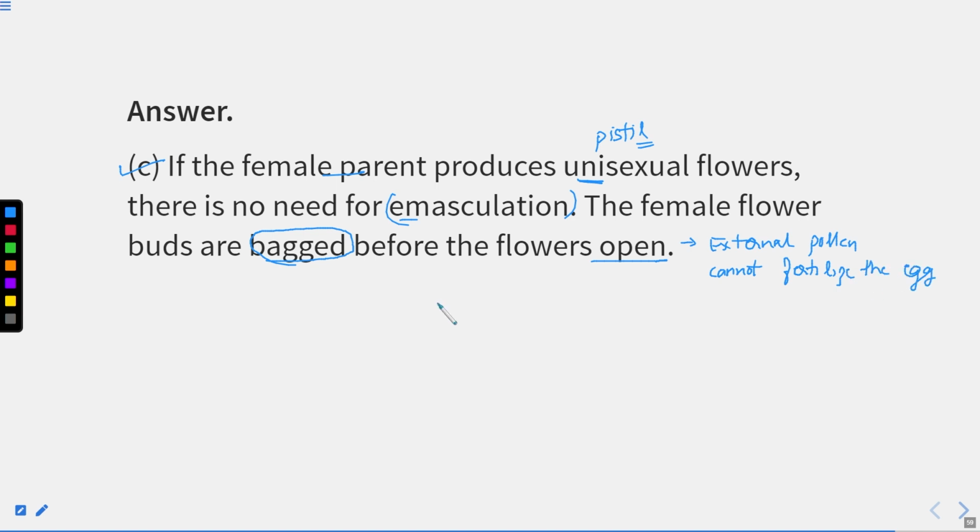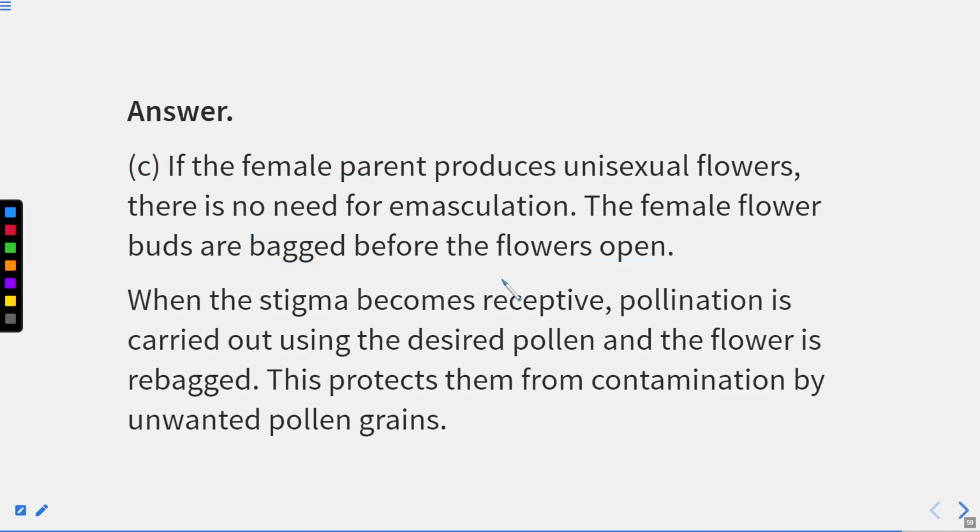Okay, or you can say to prevent the cross pollination. Now, when the stigma becomes receptive, then pollination is carried out using the desired pollen. So we have to produce a superior quality, so we select the desired pollen, and the flower is rebagged after that. So we pollinate the stigma with the desired pollen and then we again rebag. This rebagging protects them from contamination by unwanted pollen grains. Alright.